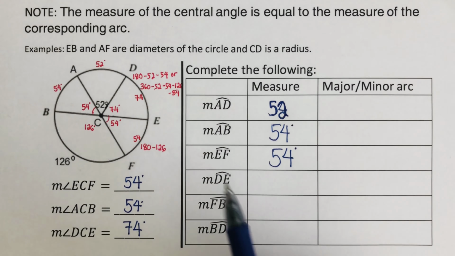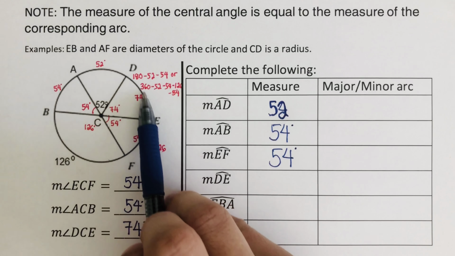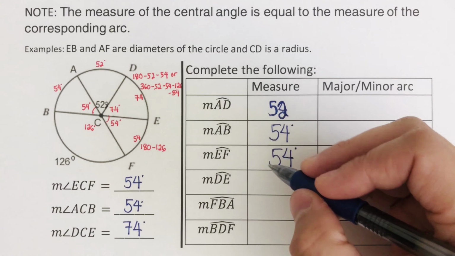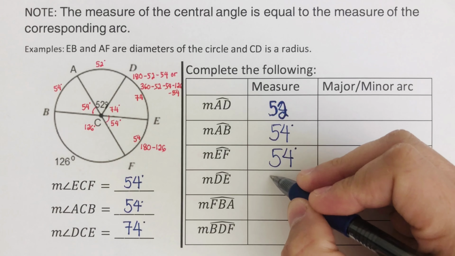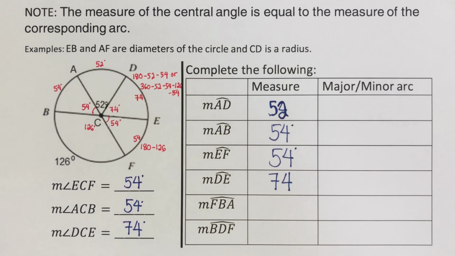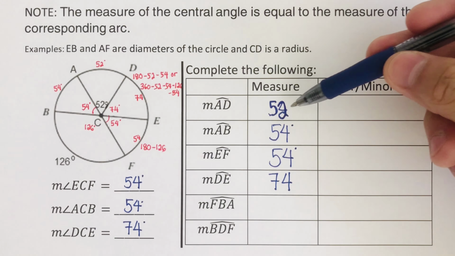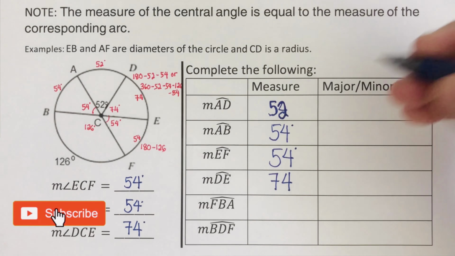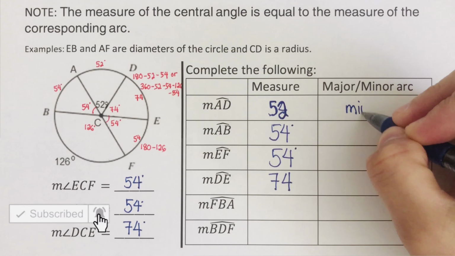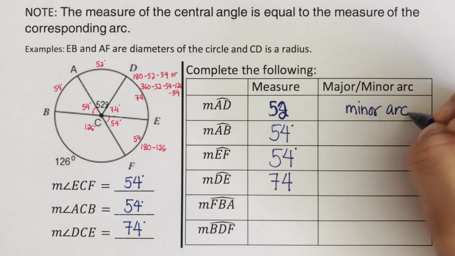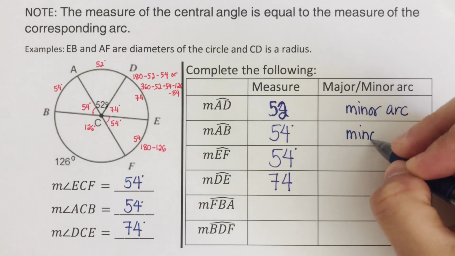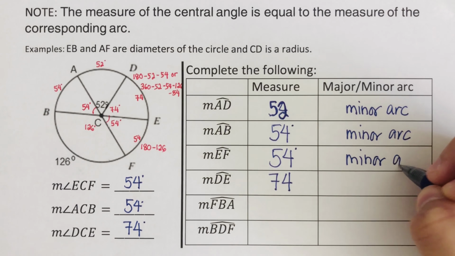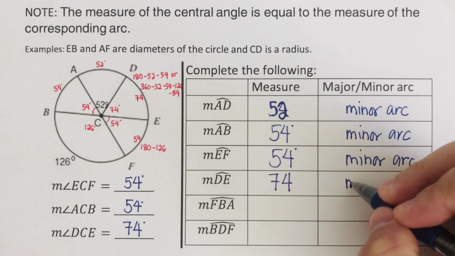And then arc DE is 74 degrees because both the central angle and the arc are equal. So this is 74 degrees. If we look at these numbers that we have here, they are all less than 180. So they are minor arcs. So I'm going to write minor arc. This is also another minor arc. This is a minor arc. And this is a minor arc.